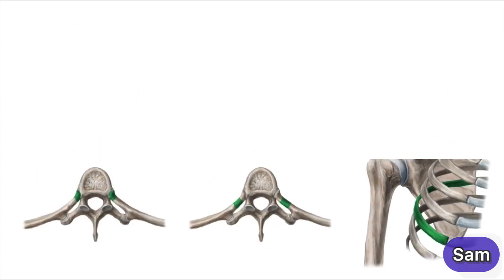From the anterior view, we see clearly the ribs, which lie on either side of the thoracic vertebrae, and like the thoracic vertebrae, they are numbered 1 to 12. Each rib consists of three parts: the head of the rib, the neck of the rib, and the body or shaft of the rib.